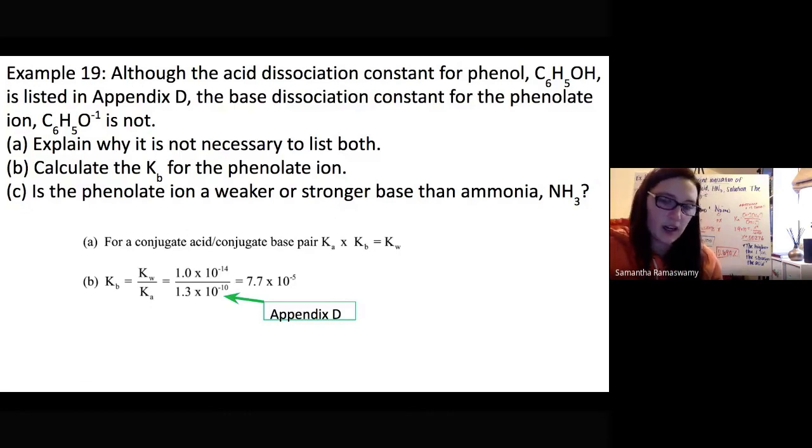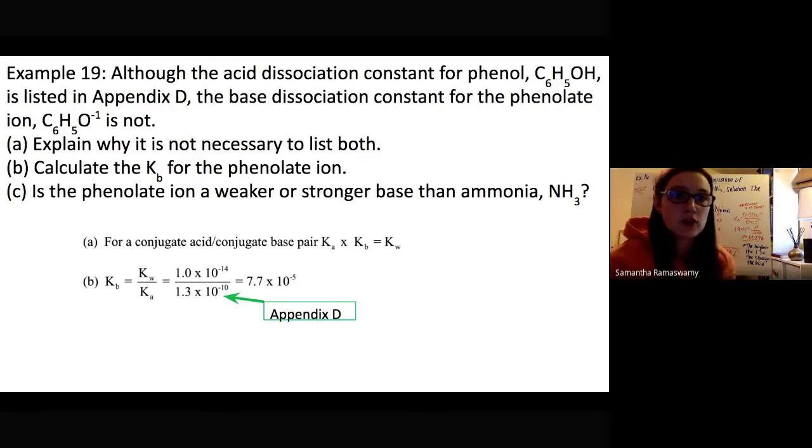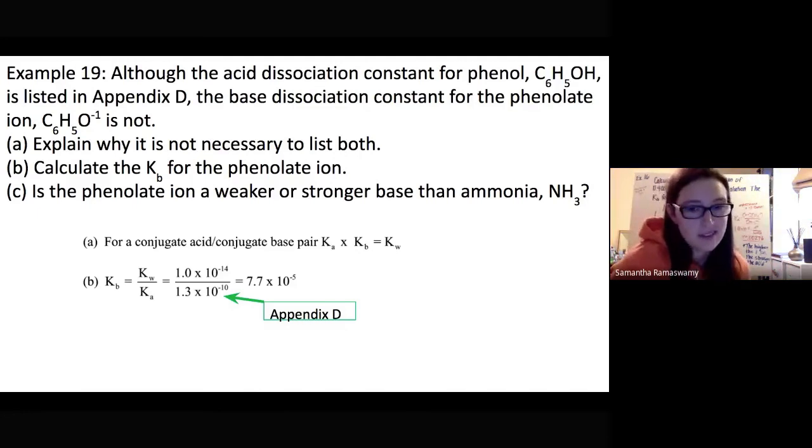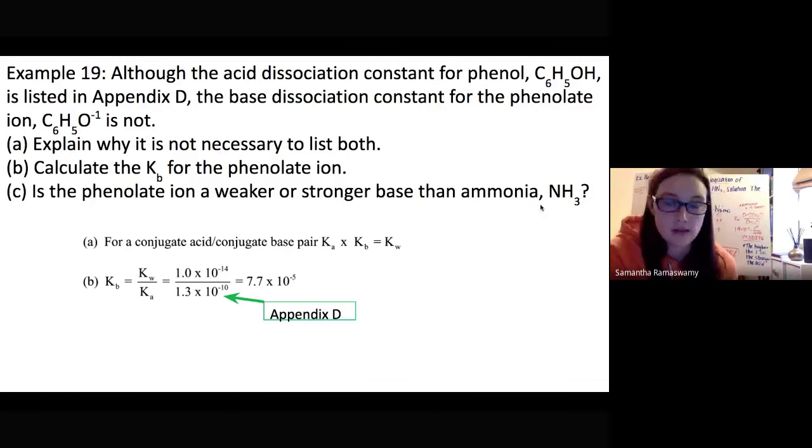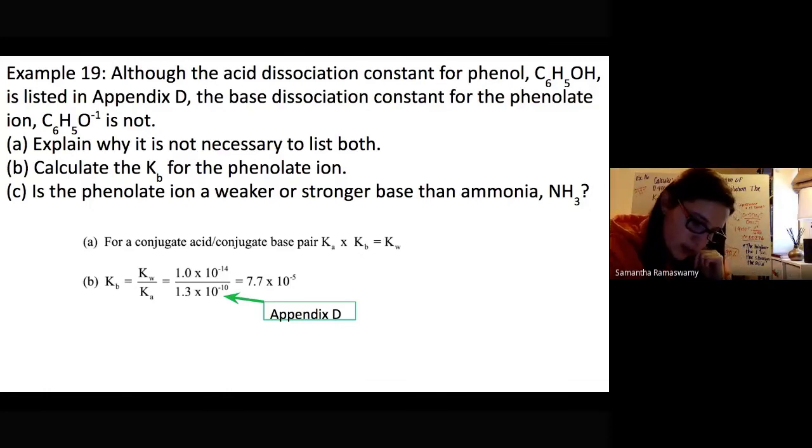Then part C, is the phenolate ion a weaker or stronger base than ammonia? Now, when you want to compare the strength of bases, you're going to compare the Kb values. So you want to compare the Kb value of phenolate, which we just calculated, to the Kb value of ammonia. And you can find the Kb value of ammonia in Appendix D. So if you have Appendix D, you flip to the back. Your Kb values are in the table up at the top, Table D2.